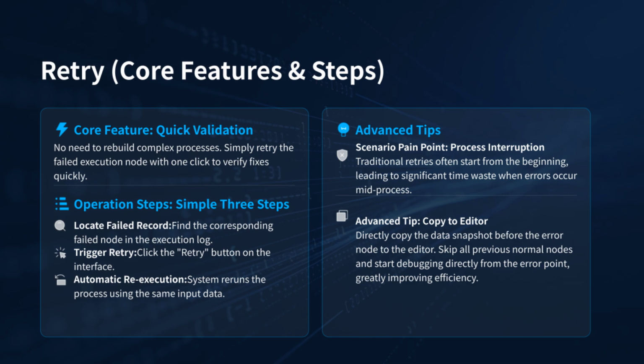Pro tip for big workflows: if the error is in the middle of a long process, use the Copy to Editor feature. This copies the data snapshot right before the failed node to the editor, allowing you to skip all the prior steps and debug only the broken part. This saves so much time, no more waiting for a 10-step workflow to run just to test a 1-step fix.